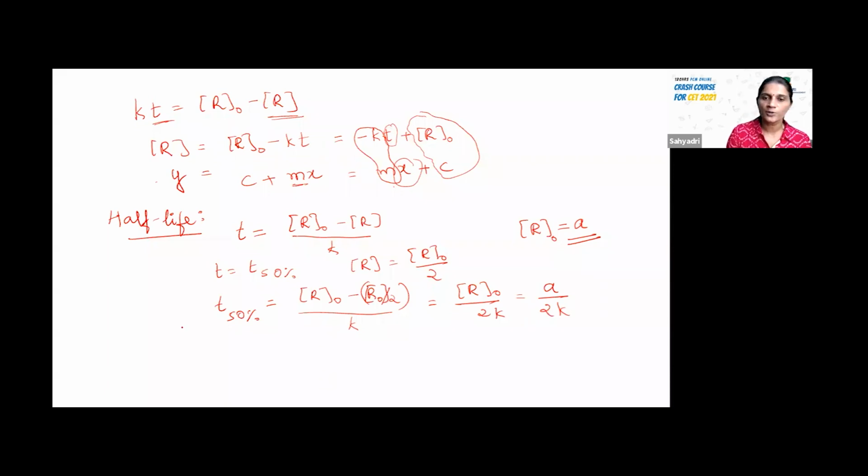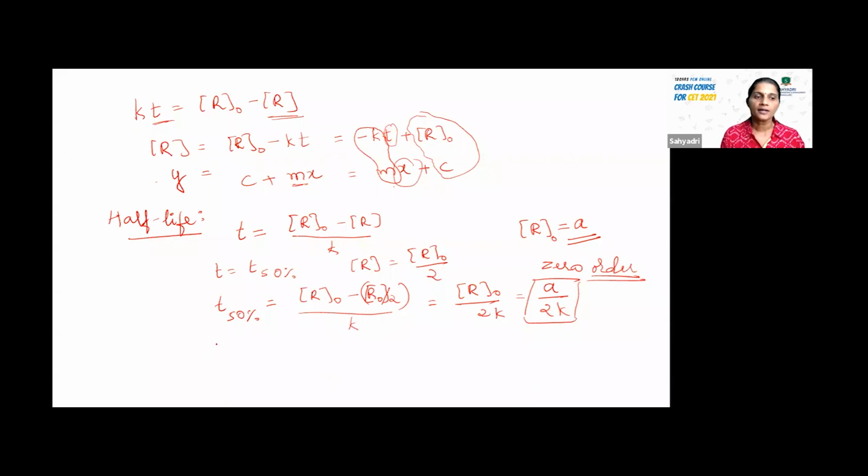Now, one more question will be asked. So this is a direct result. T 50% of a zero order reaction, repeat yourself: T 50% of a zero order reaction is A by 2K. T 50%, T half of a zero order reaction. This is for which reaction? Zero order reaction. This is not for the first order. It's applicable only for the zero order reaction.